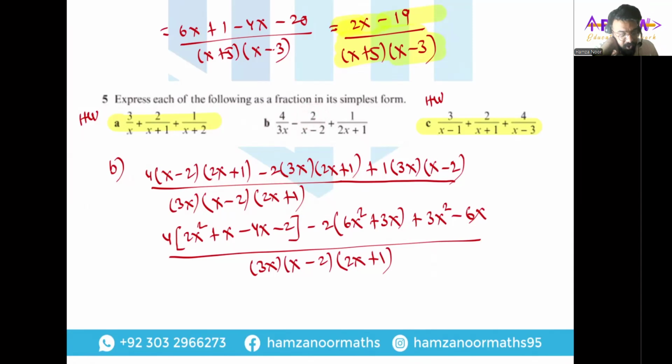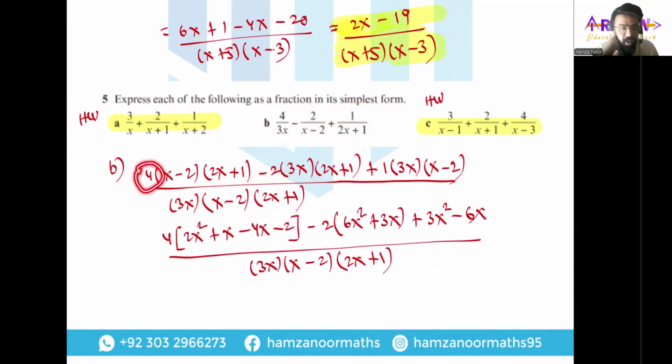And the same goes for the last one. You need to ask yourself by what expression you multiply 2x plus 1 such that you get this complete denominator. You need to multiply it with 3x into x minus 2. So the numerator 1 will also be multiplied by 3x into x minus 2. And now you are going to simply expand the numerator.